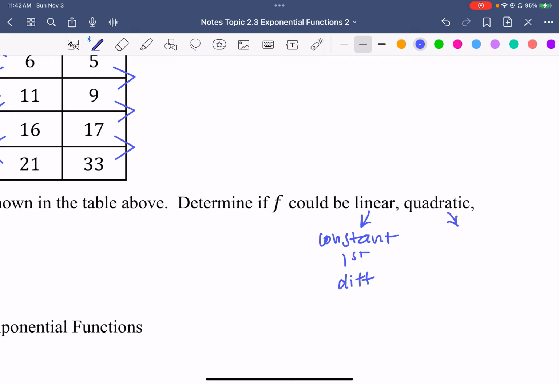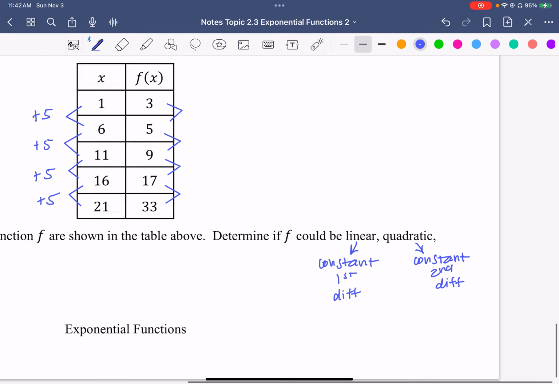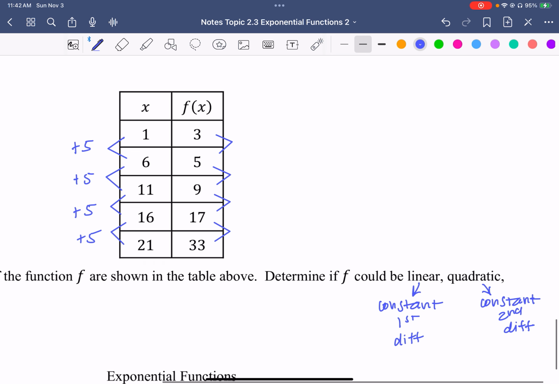Okay, and then for quadratic, you have a constant second difference. So let's see if we have a constant first or second difference. To get from 3 to 5, we add 2, 5 to 9 plus 4, 9 to 17 plus 8, and 17 to 33 is plus 16. Okay, those are not constant. Constant means all the same, so this one is not linear.